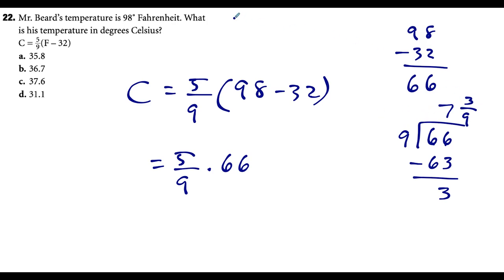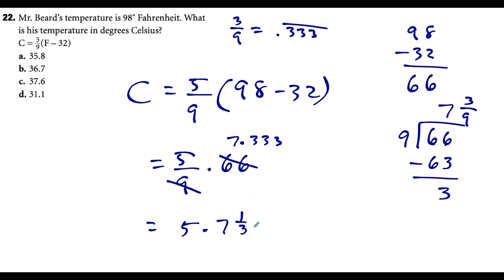And 7 3/9 is equal to 7.33333. Remember, 3/9 is just a repeating 3. It's because it's 1/3, and 1/3 is just repeating 3. So when I do 66 divided by 9, I'm going to have 7.333 like this. I could write this as 7 1/3. So maybe I'll do that, 5 times 7 1/3. And then what we could do from here is convert 7 1/3 to an improper fraction. So I could do 3 times 7 plus 1 divided by 3. I do the denominator times the whole number plus the numerator, divided by the denominator. So that's going to be 22/3.